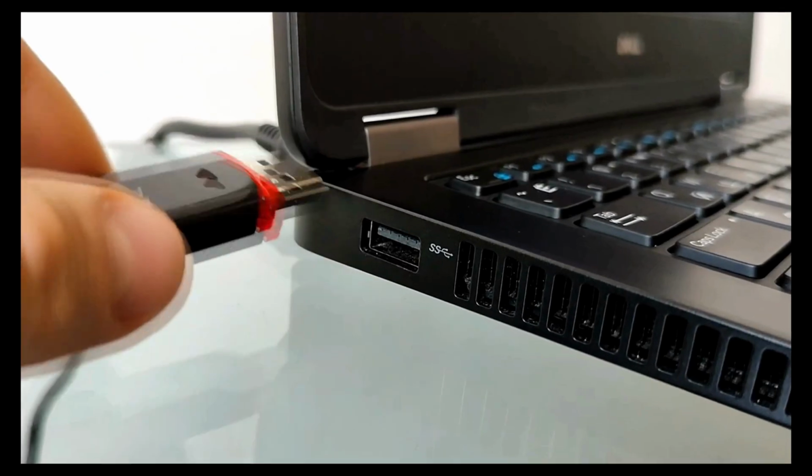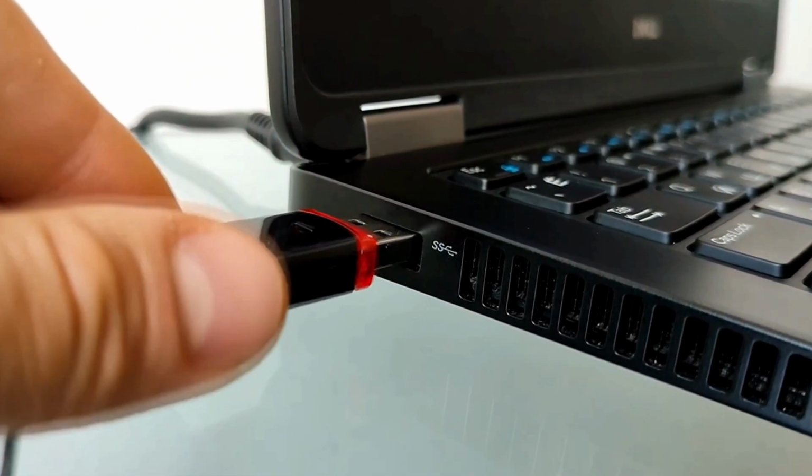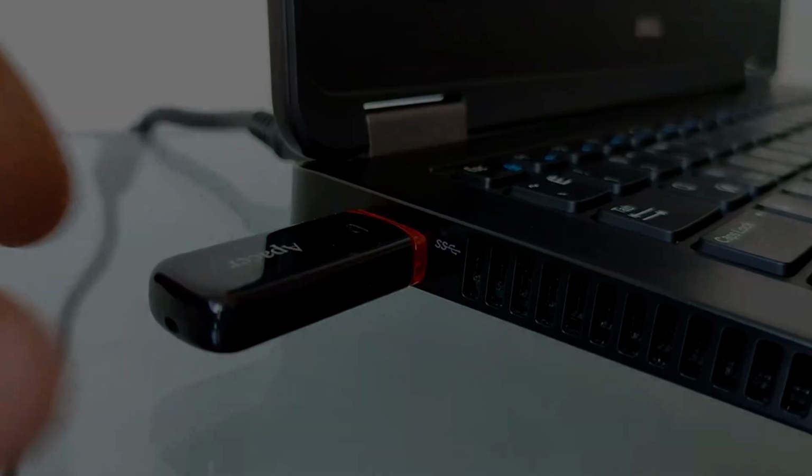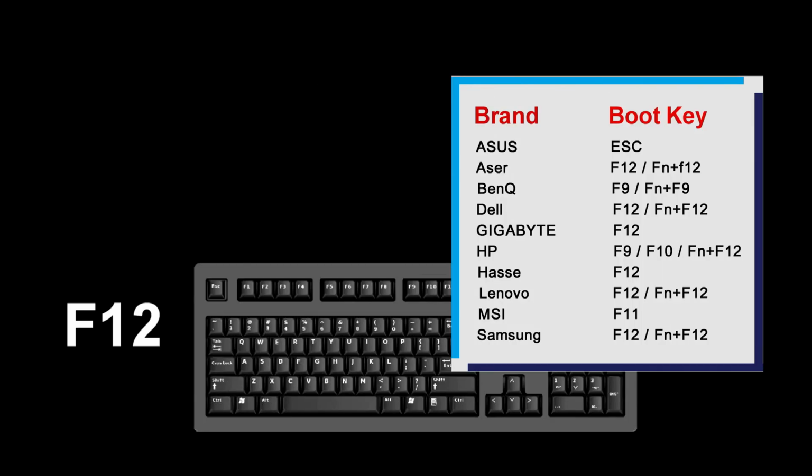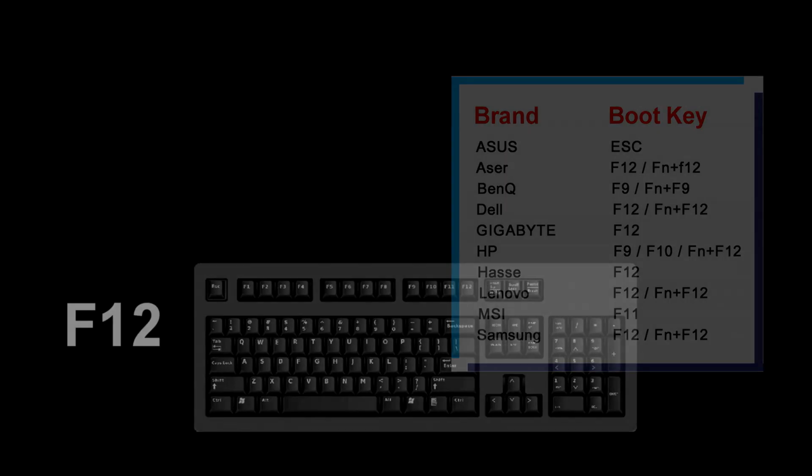Method number 2. Connect the Windows USB drive to the computer and reboot it. Immediately after the reboot begins, press a certain key on the keyboard to open the boot menu. I pressed the F12 key, for you it could be F8, F9, F11, F12, or some other key. There is no single standard and different computers may have different keys to call the boot menu.